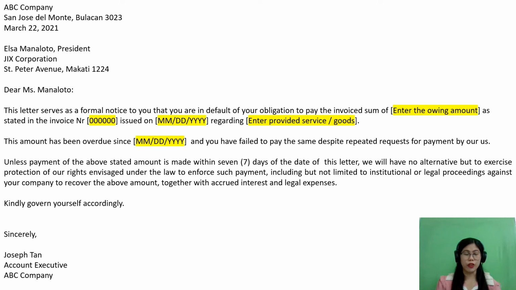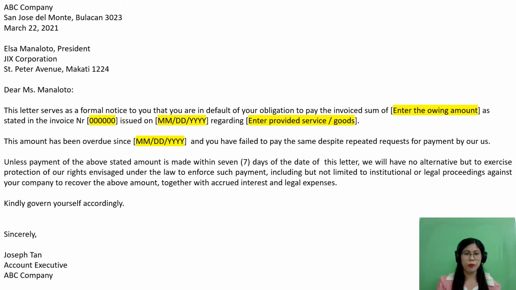So we also have another example. ABC Company, San Jose del Monte, Bulacan, 3023, March 22, 2021. Elsa Manaloto, President, JIX Corporation, St. Peter Avenue, Makati, 1224. Dear Ms. Manaloto, this letter serves as a formal notice to you that you are in default of your obligation to pay the invoice sum of, and then you may enter here the owing amount as stated in the invoice number issued on, indicate here the month, date, and year.